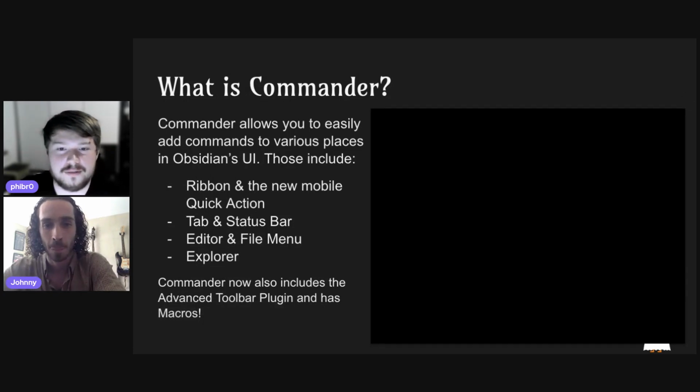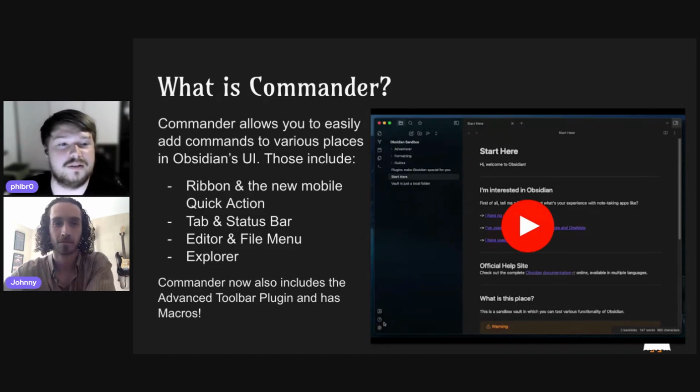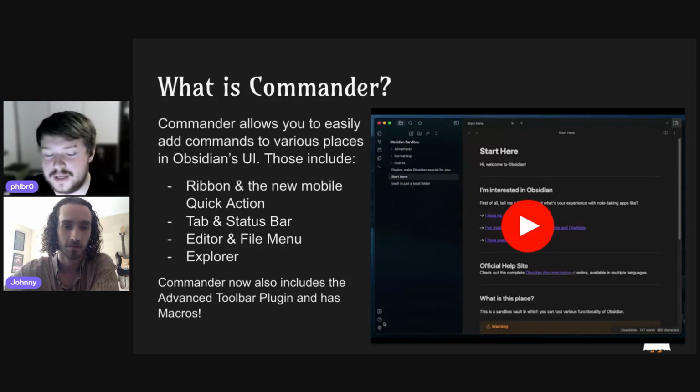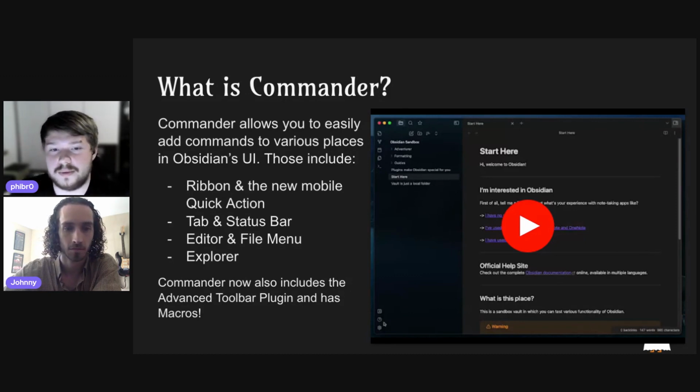I'll be starting with the question, what even is Commander? Commander allows you to easily add commands to various places in Obsidian's UI, and those include the left ribbon and the mobile quick action, the tab and status bar, the editor and file menu, and one recent addition we just released today, the Explorer pane. Commander now also includes the advanced toolbar plugin I made and has support for basic macros. That's all in the newest update we just released today.